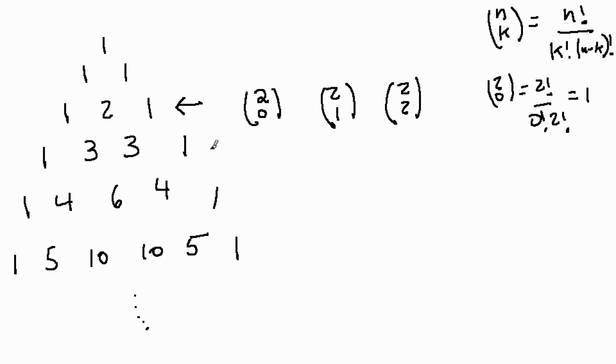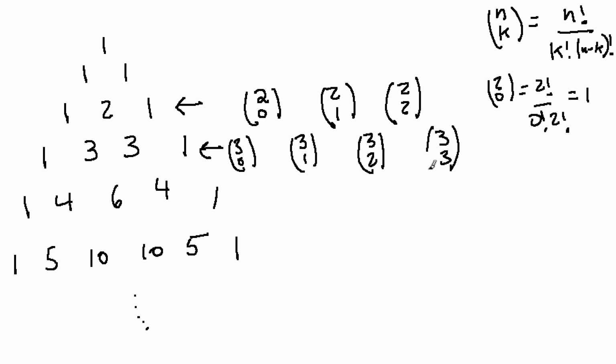Okay, if you come over here and you look at this row over here, that's really 3 choose 0, 3 choose 1, 3 choose 2, and 3 choose 3. If we come over here and look at this row over here, this is 1 choose 0, and this is 1 choose 1.